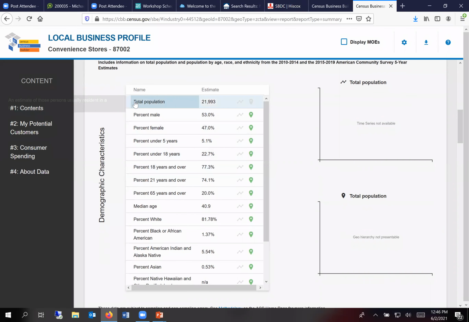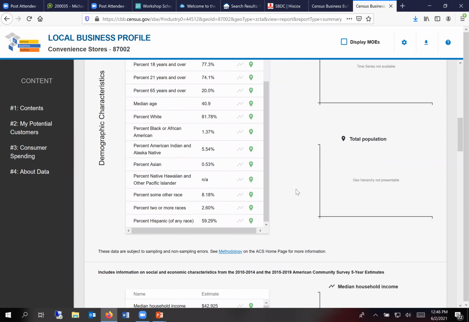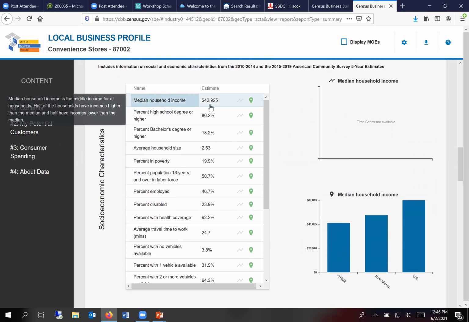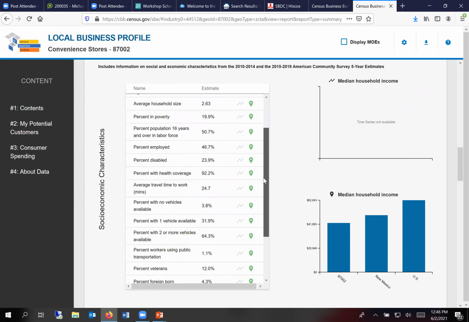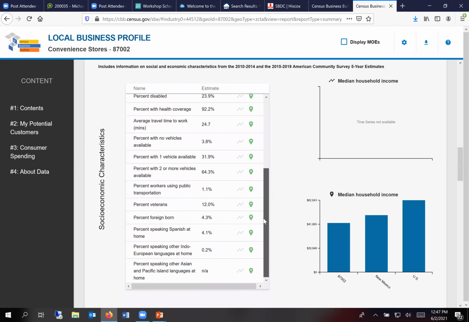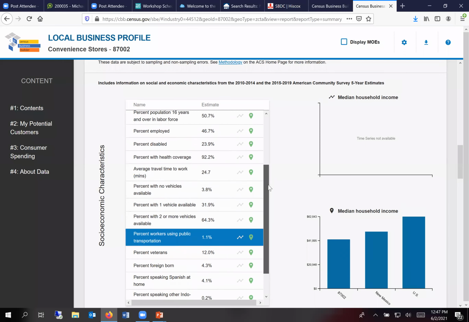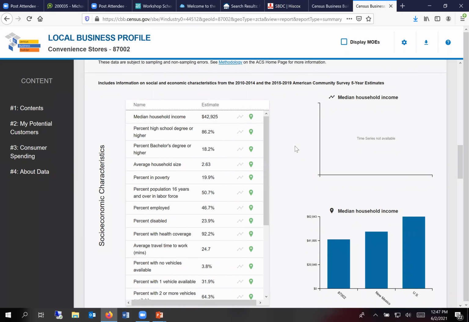So here you see the population breakdown by total population, age, and race and ethnicity. Here you see the socioeconomic characteristics, median household income, educational attainment, people with disabilities, percent veterans. We have a high percent of veterans here in Valencia County. We really do. People with no vehicle, people with one vehicle. That's interesting. That's data I haven't seen before in previous reports.